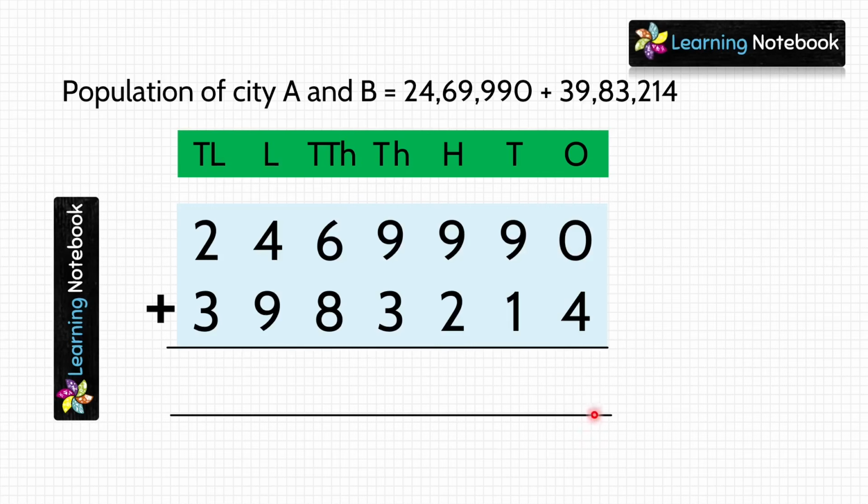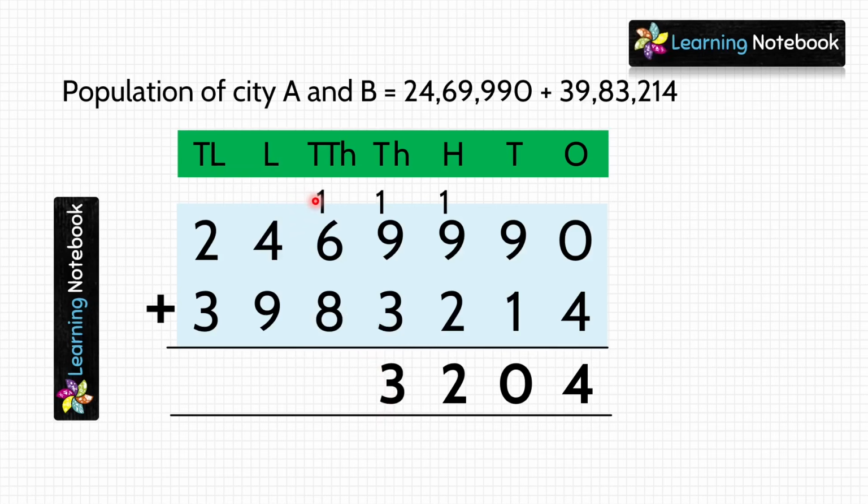0 plus 4 equals 4. Next, 9 plus 1 equals 10. So carry 1 to the hundreds place and write 0 in the answer. Next, add this carry here. 1 plus 9 equals 10 and 10 plus 2 equals 12. So carry 1 and write 2 in the answer. Next, 1 plus 9 equals 10 and 10 plus 3 equals 13. Carry 1 and write 3 in the answer.